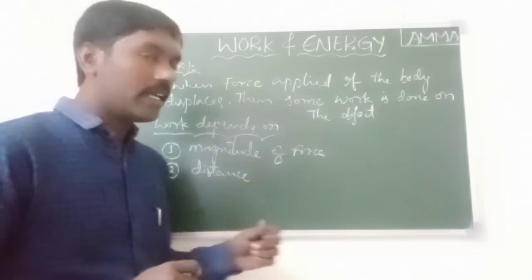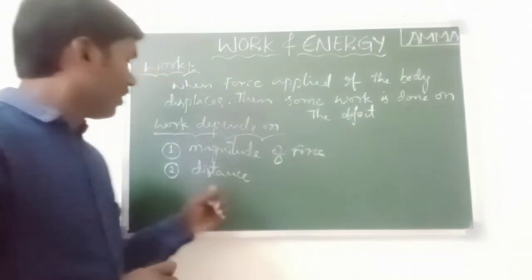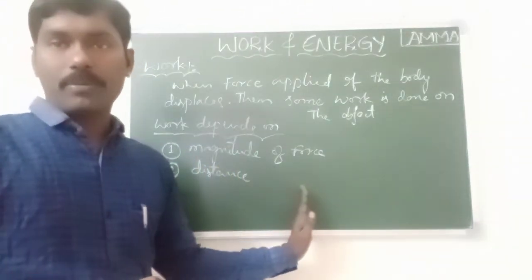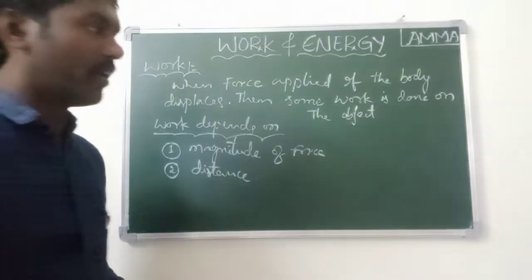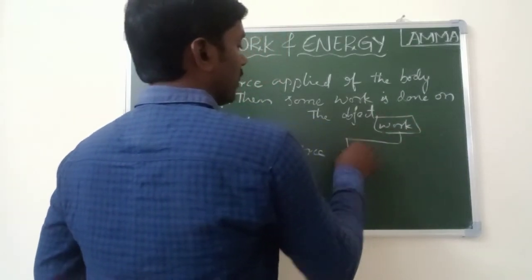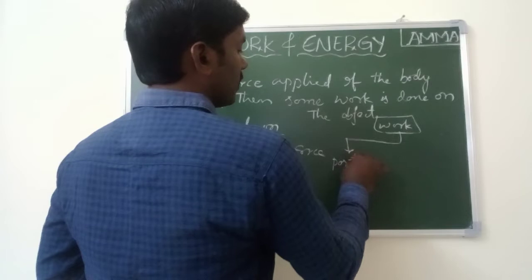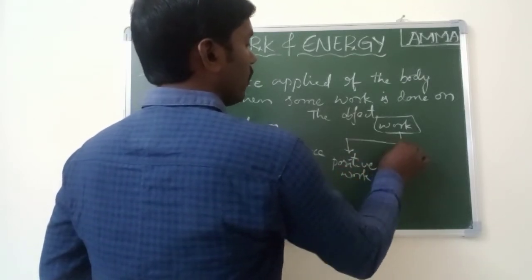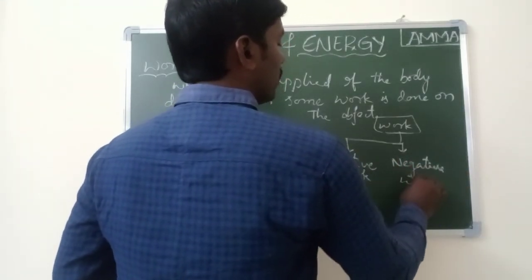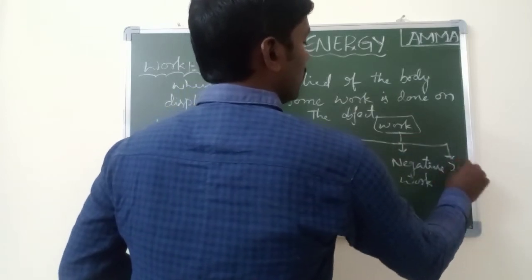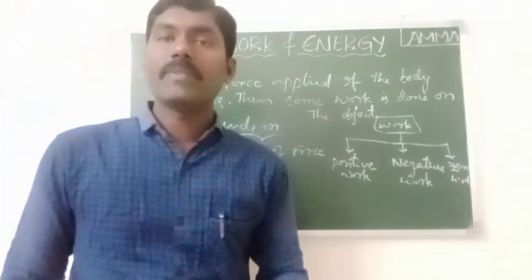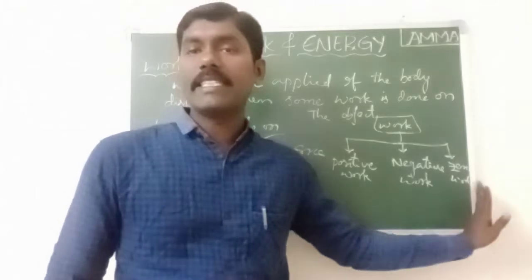Okay, so let us try to know each and every one. The work depends on two factors: the magnitude of the force and the distance traveled by the body, in which direction, the direction of the motion of the body. The second one is, work is of three types only. The first one is positive work. The second one is negative work. And the third one is zero work.